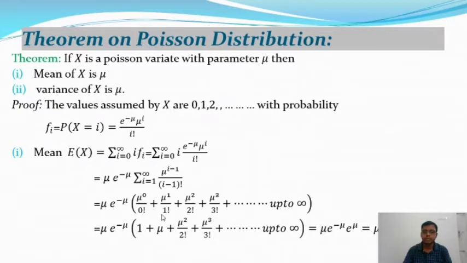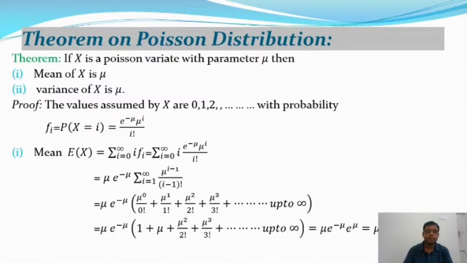After simplifying this series, we will get mu into e to the power minus mu into the series: the first term is 1, the second term is mu, the third is mu square by 2 factorial, the fourth is mu to the power 3 by 3 factorial, and so on up to infinity. And this is the series of the exponential function, that means e to the power mu. So mu into e to the power minus mu into e to the power mu. After cancelling e to the power minus mu and e to the power mu, we will get mu. Therefore the mean of the Poisson distribution is mu.